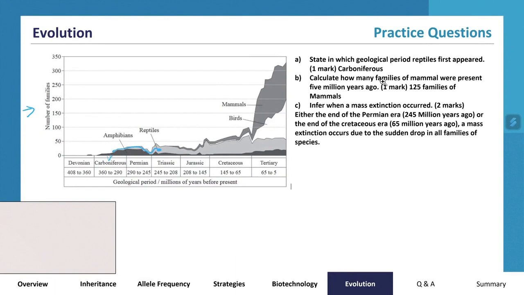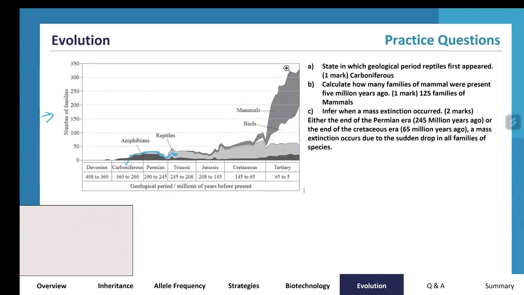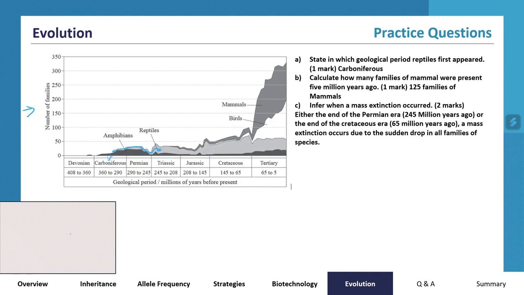If you wanted to calculate how many families of mammal were present 5 million years ago, 5 million years ago is the very, very end of the graph. And so we're wanting to track how many mammals first started. So that comes around 200 to about 325. So the total amount of families occupied by the mammals was 125 families.